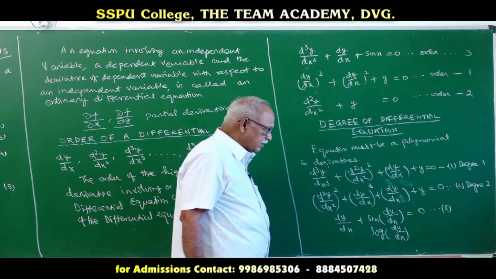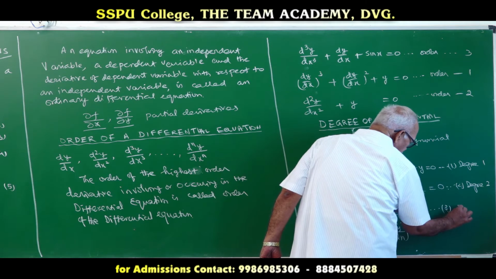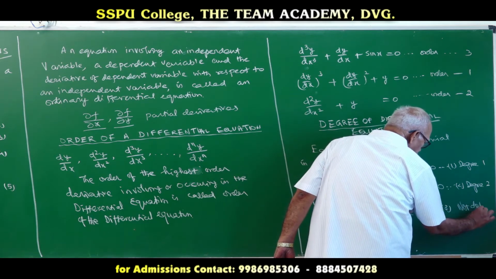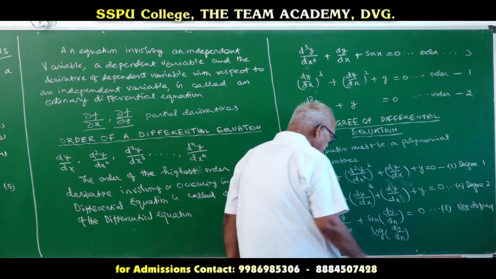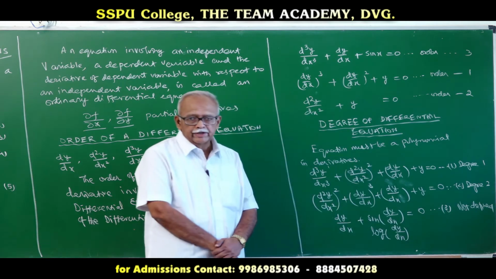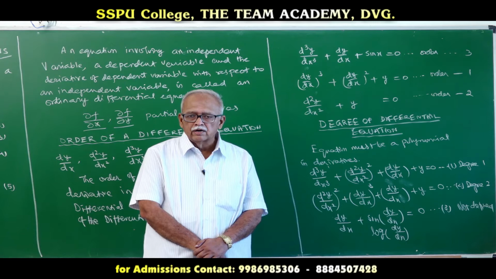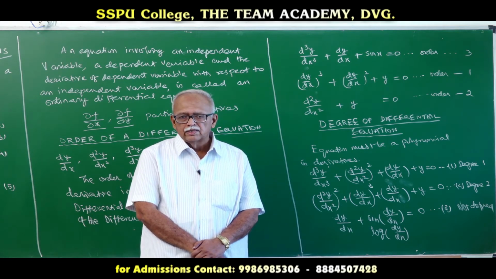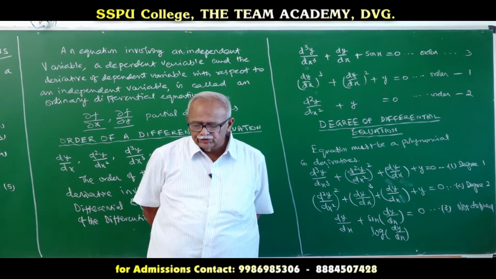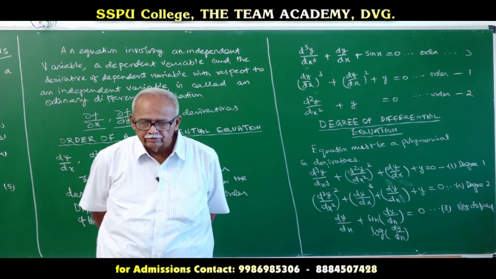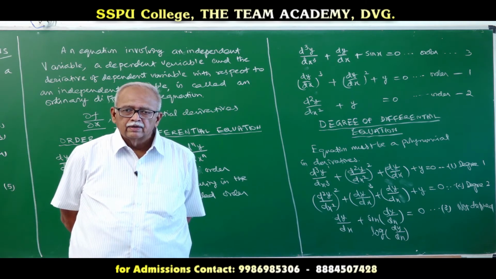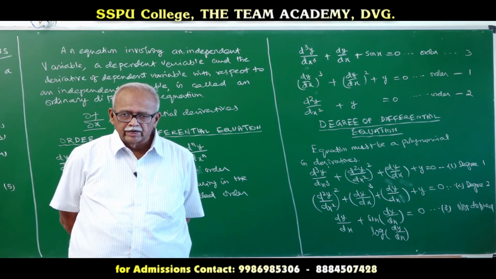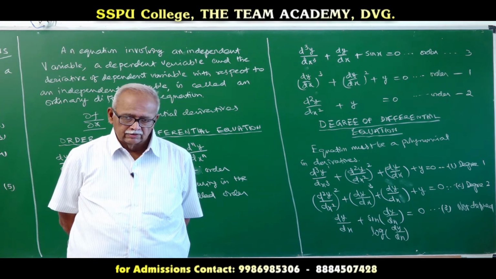Now, the third one, the degree is not defined. Why? It is not a polynomial in the derivative. I have not written the definition on the board, so you can refer to the textbooks for it. The power of the highest order derivative, when the differential equation is a polynomial in derivatives, is called the degree of the differential equation.